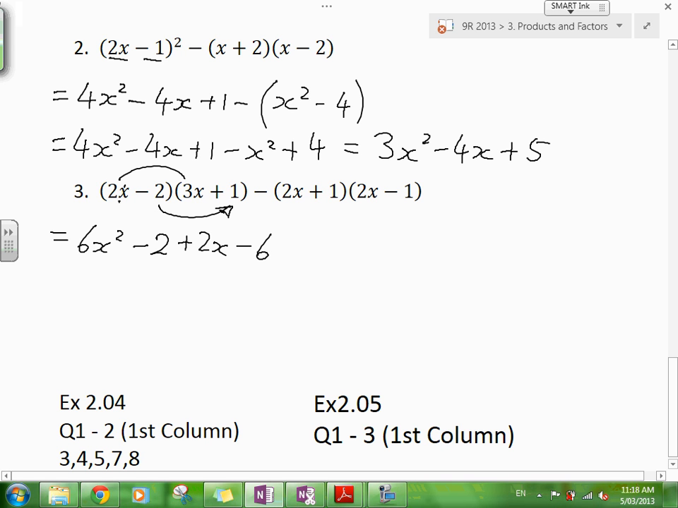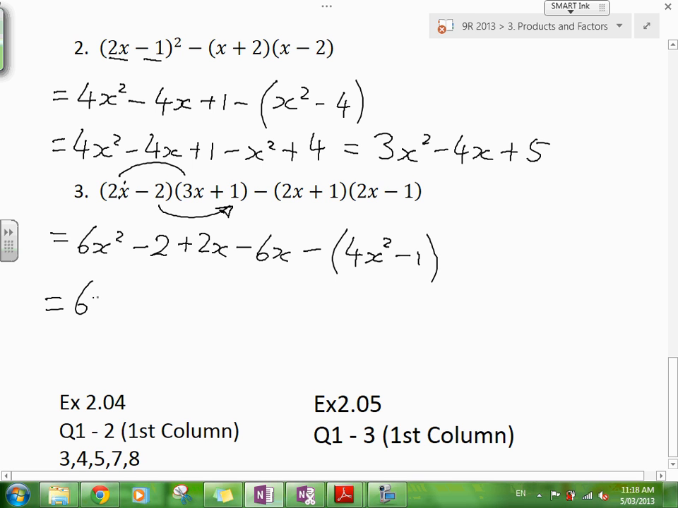Good. That's good. I'm going to put brackets again. What's this expression here, Alexis? Difference of 2 squares, so can you expand it? Yeah, 4x squared minus 1. Good. Excellent. So now we have to simplify it.